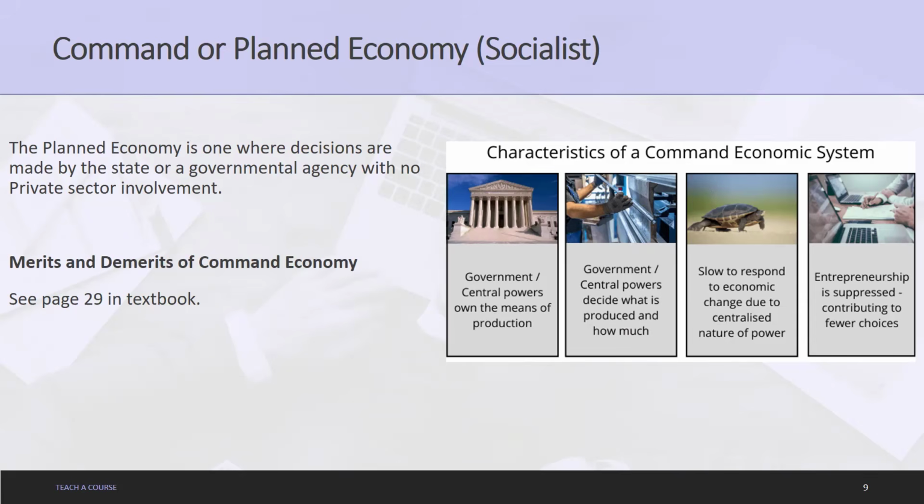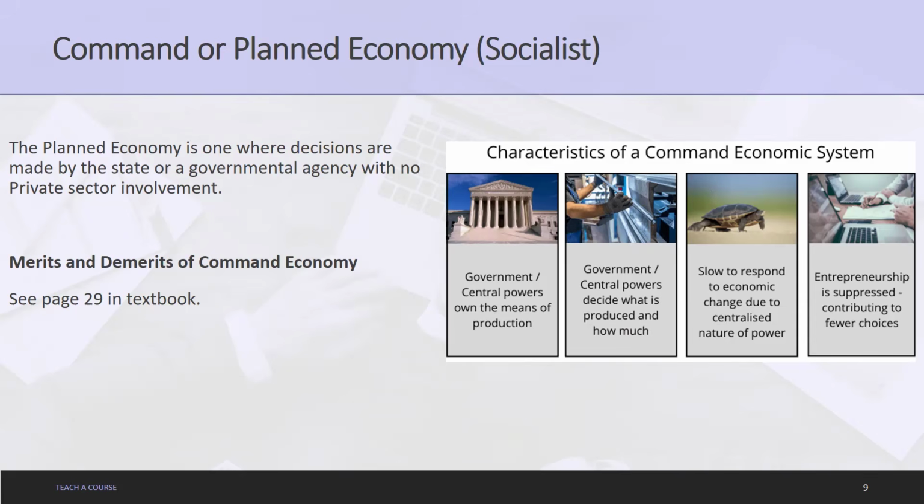However, there are some disadvantages as well. One advantage is that less resources are wasted from things like competition, right? Because the government isn't competing with anybody. It's just the government producing all the goods. But a disadvantage of that is that because there is no competition, there's a lot less motivation.